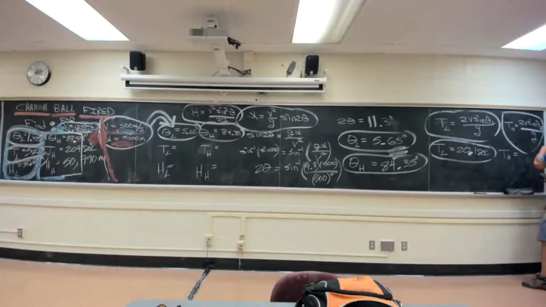You're plugging in the appropriate numbers. You got to be careful. I mean, like I said, it makes you question what you're doing sometimes with this. So I'm going 2 times 1,000 times the sine of theta. Theta here is 84.35. Sounds good to me. Divided by 9.8.